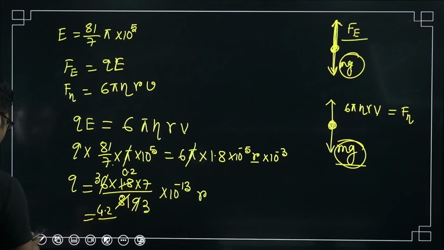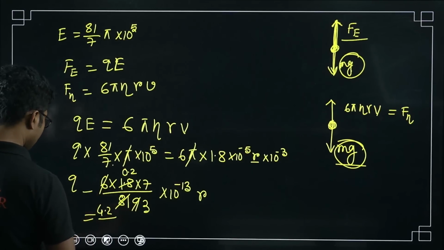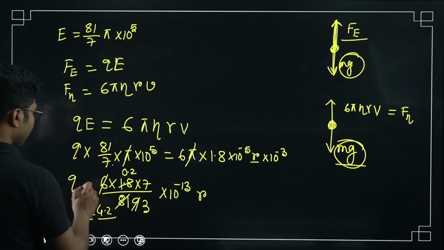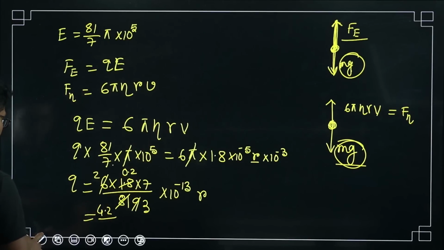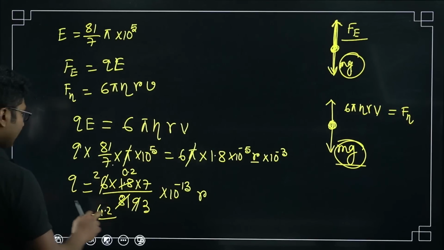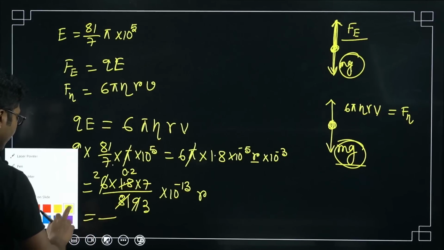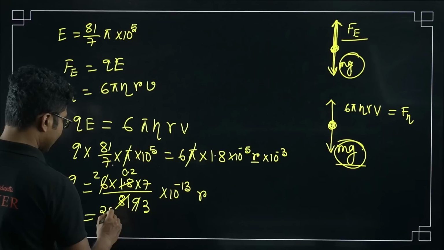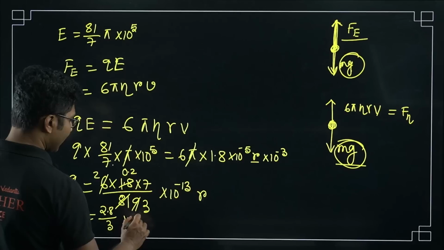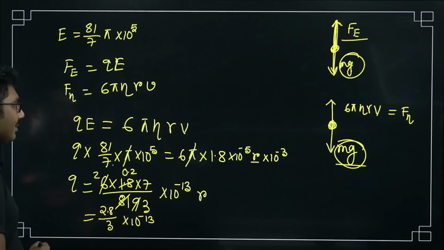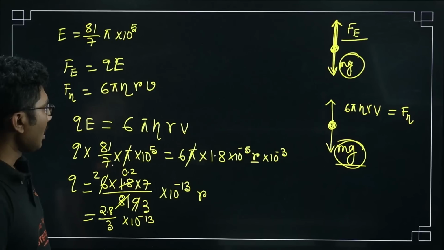Sorry, it will be 3 twos are 6, right? 3 twos are 6. So 14 into 2 is 28. 28 means there is a decimal, so 2.8. So 2.8 divided by 3 into 10 to the power of minus 13. I hope I have not made any mistakes in this calculation.